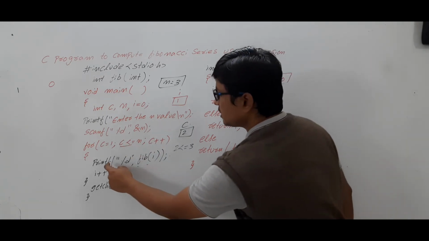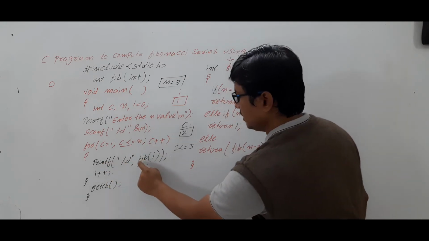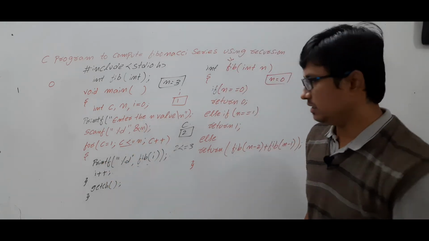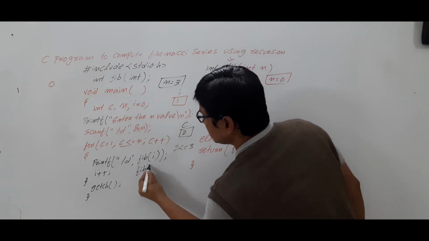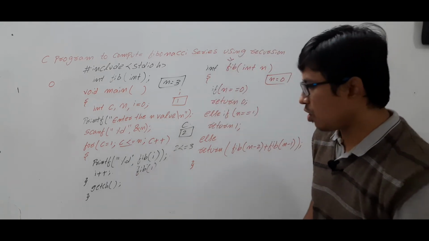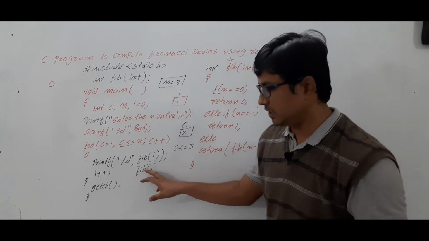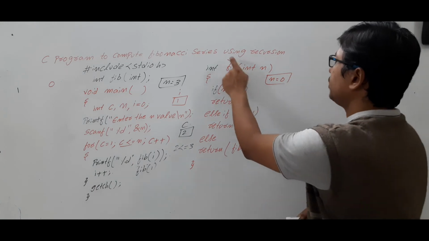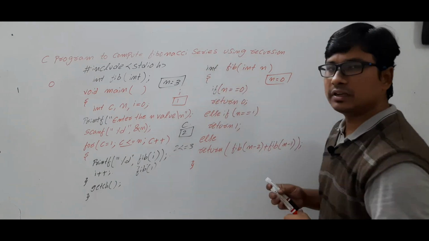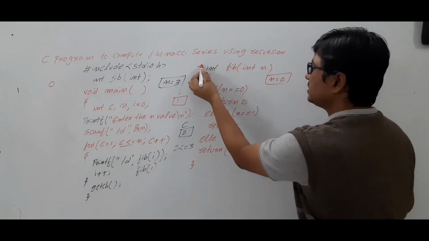What is the statement which is there? Printf percentage d fib of I. What is the I value now? I value is 1. So this function is calling another function called fib with a value 1 as an input. So now the control will come to the function definition.